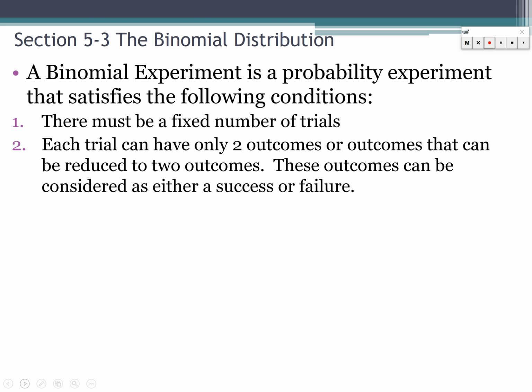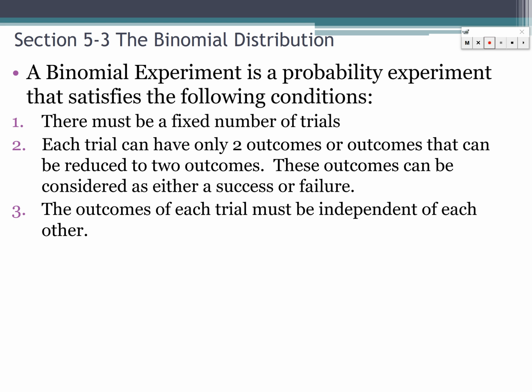Second condition that must be met: each trial can only have two outcomes, or outcomes that we can narrow down to just two outcomes. So put them into two different categories or groups, if you will. The outcomes then are either considered a success or a failure. Those are the only two options.